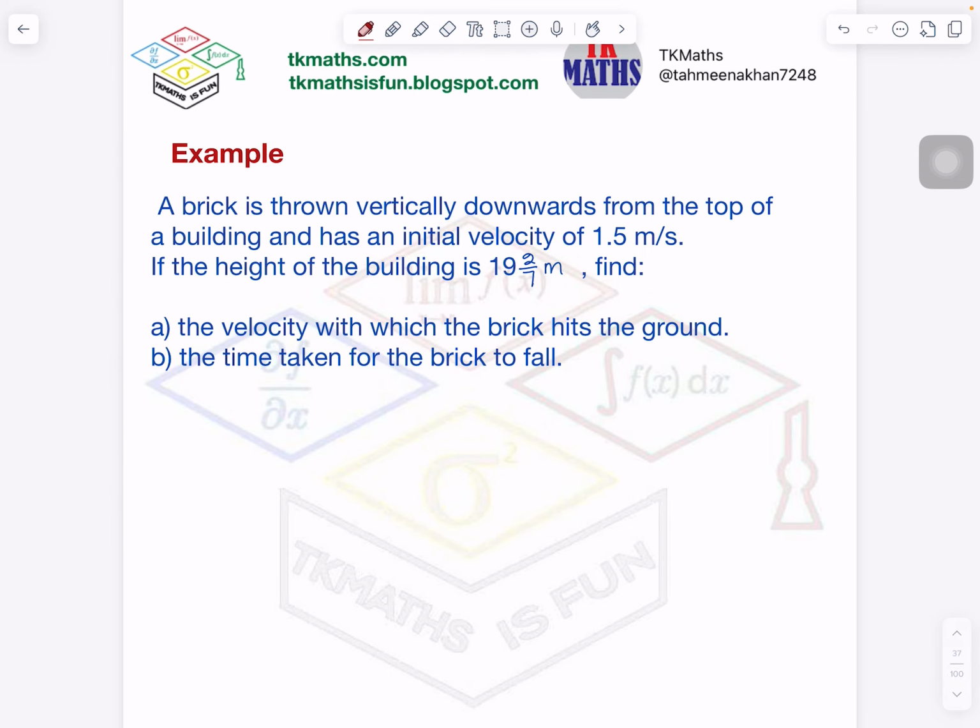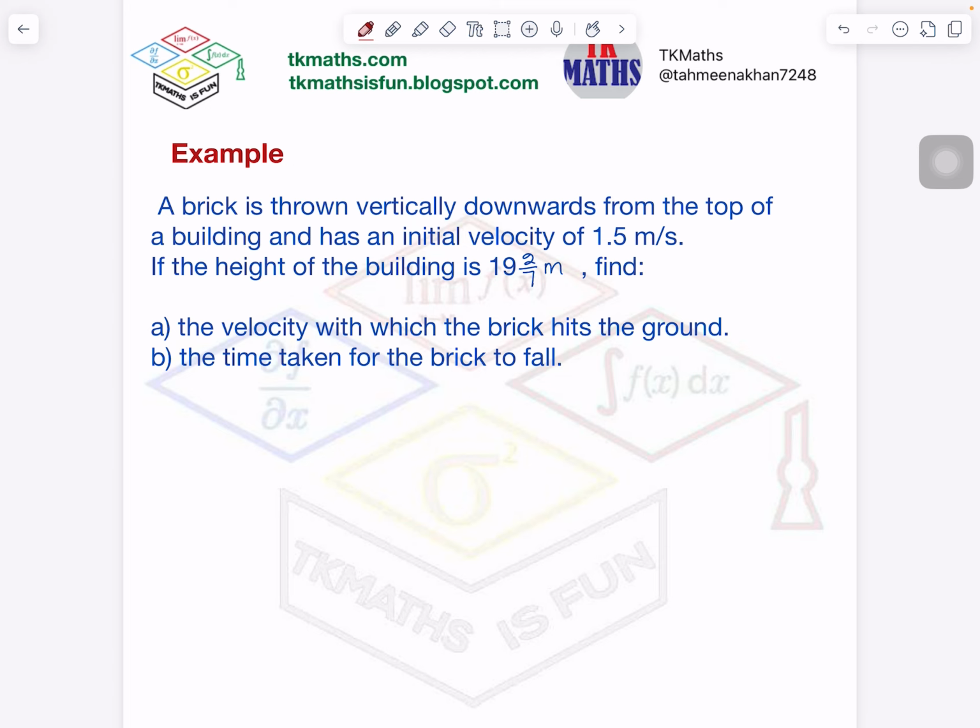First, I will explain one example, then 2 examples will be your test for understanding. You will put the video on pause and solve them, and I'll show you the solution. Okay. A brick is thrown vertically downward. Just give me 1 minute.